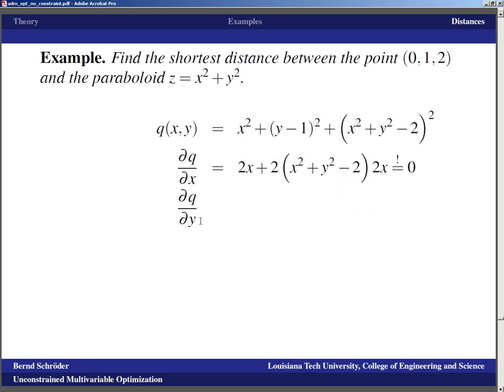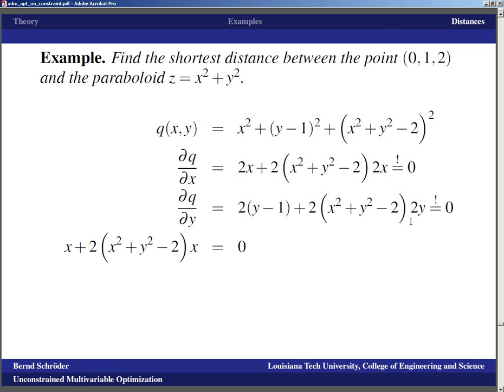The partial of q with respect to y, well, the derivative of x squared with respect to y is 0. The derivative of (y minus 1) quantity squared is 2(y minus 1) when we differentiate with respect to y. And the derivative of (x squared plus y squared minus 2) quantity squared is 2 times whatever is inside, x squared plus y squared minus 2, times the derivative of the inside with respect to y, which is 2y. And that's supposed to be equal to 0 also. And so we are again left with a system of two nonlinear equations for two variables.